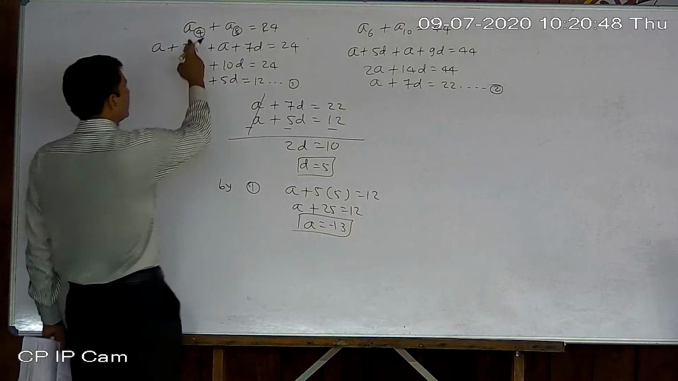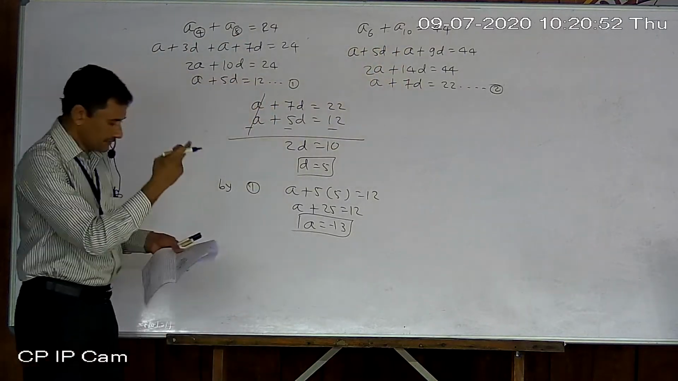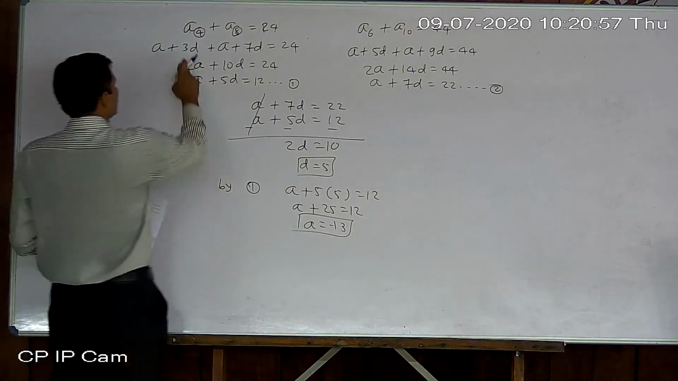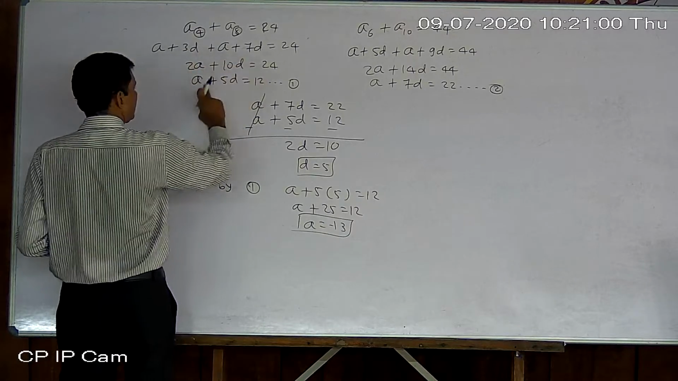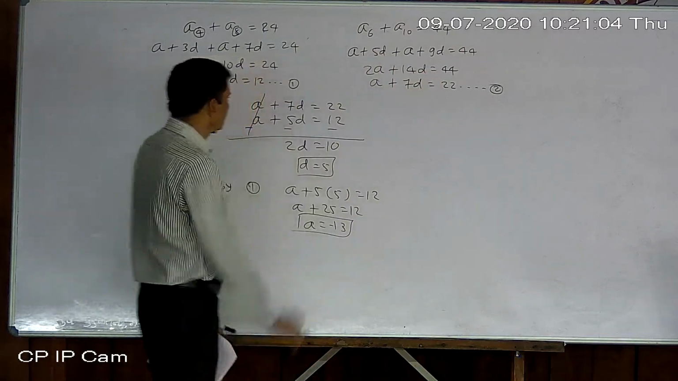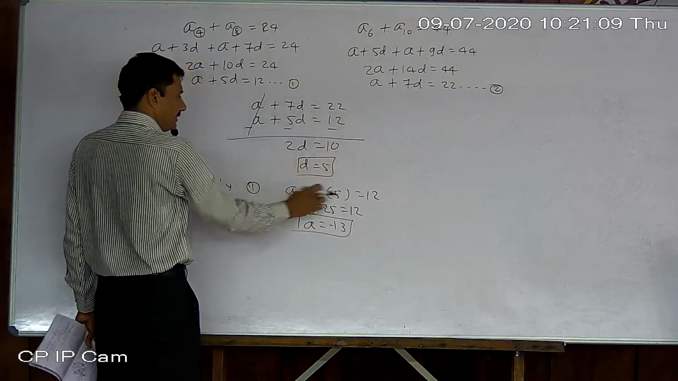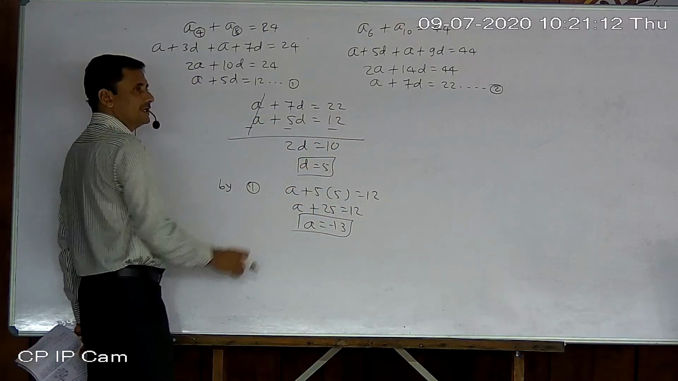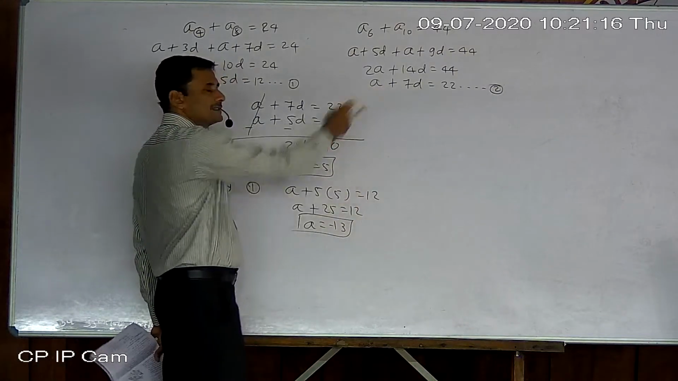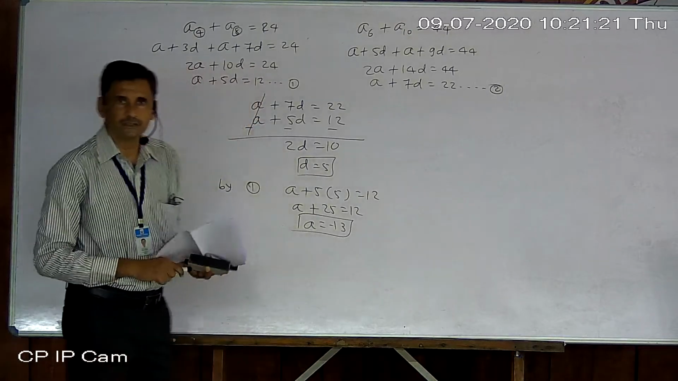Again, they gave the 4th and 8th term sum and the 6th and 10th term sum. The first one is 24, the second one is 44. Now, here is 2A plus 10D equal to 24 divided by 2, and 2A plus 14D equal to 44 divided by 2. Solve by elimination method. 7 minus 5, 2. 10, 5. After placing 5 in place of D, we use equation number 1 and got A equal to minus 13. If you use the second equation also, then also you will have the value of A as minus 13 only.